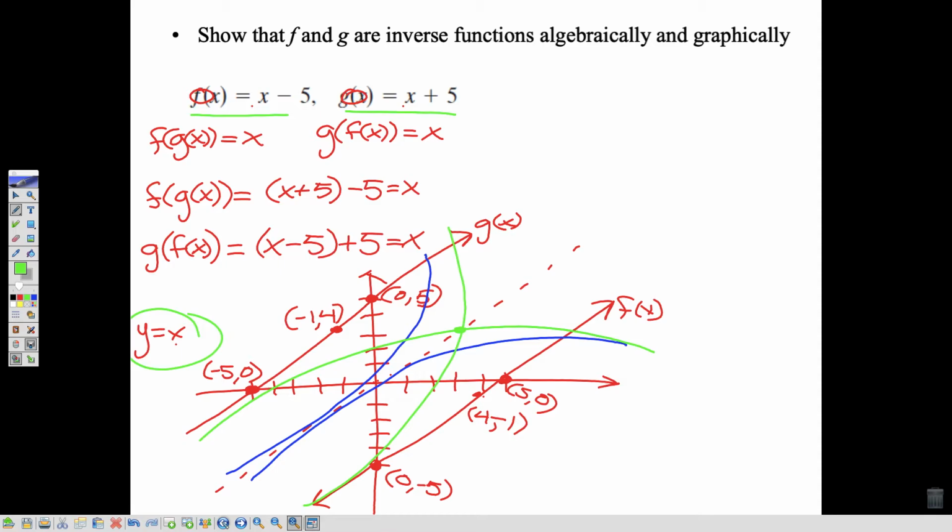So the blue, does it pass the vertical? Yes, because even though this looks like it's going to go straight up, it's not. Does the blue pass the vertical line test? If it curved, it would go through.